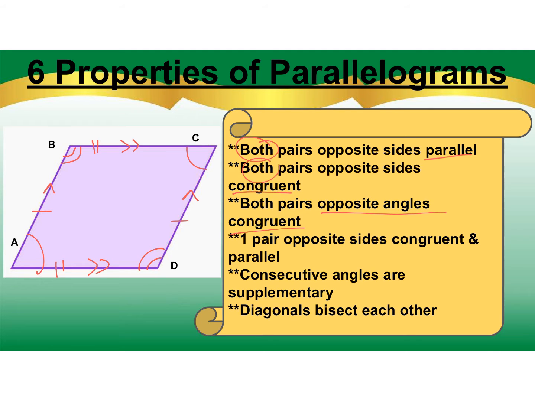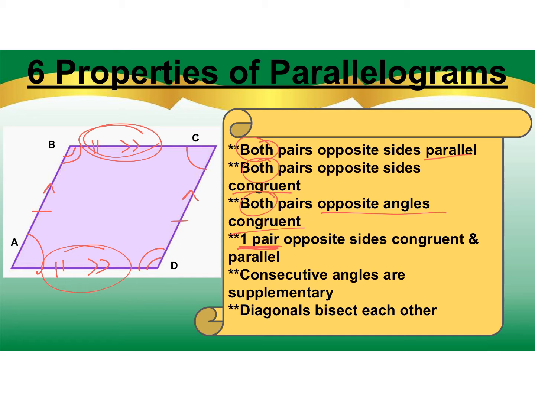Notice I had both, but now this is 1 pair. And it just means that that is enough to say, it could be 2 pair, but that's enough to say it's a parallelogram. If 1 pair of opposite sides are both congruent and parallel, like this, then if that's all I knew, that would be enough to say that those are parallelograms.